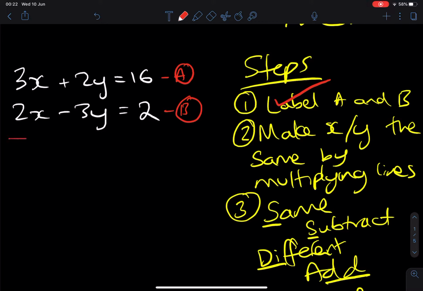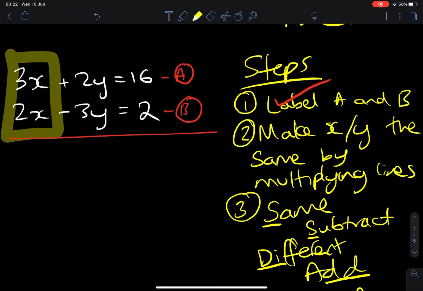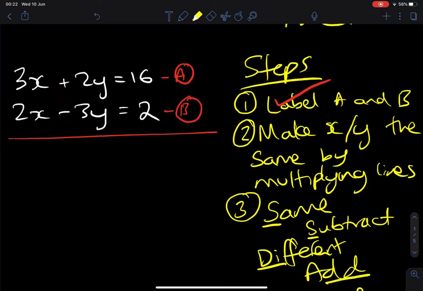Second step is make x or y the same. It doesn't matter whether I choose x or y. Let's just make x the same. So I've got 3x and I've got 2x. If I want to make them the same, what is the lowest common multiple of 3 and 2? Obviously the answer is 6. So what do I have to multiply 3 by to get to 6? It's 2. And what do I have to multiply 2 by to get to 6?